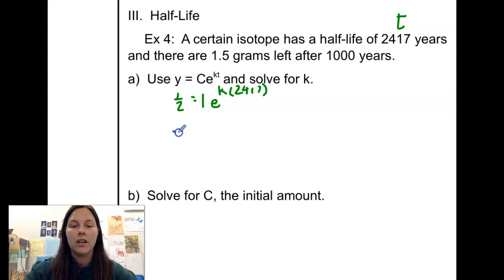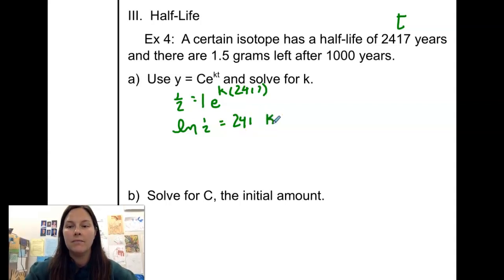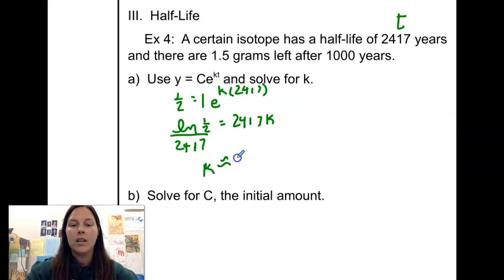So to solve this equation, I'm going to pretend that 1 isn't even there. I'm going to take the natural log of both sides. The natural log will cancel the e, leaving me with 2,417 times k. To get k alone, I will divide both sides by the 2,417, which will give me that constant of proportionality. And I got about negative 0.000287.